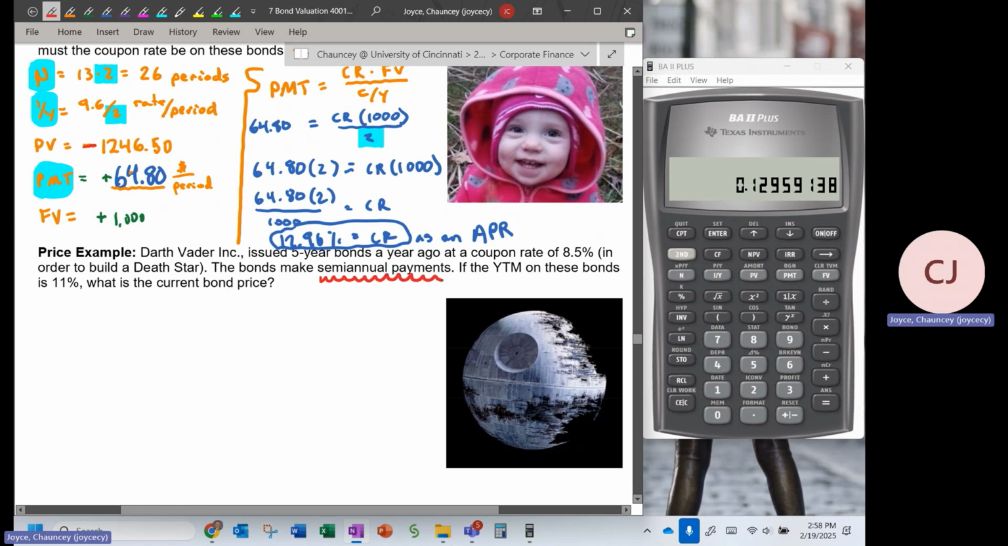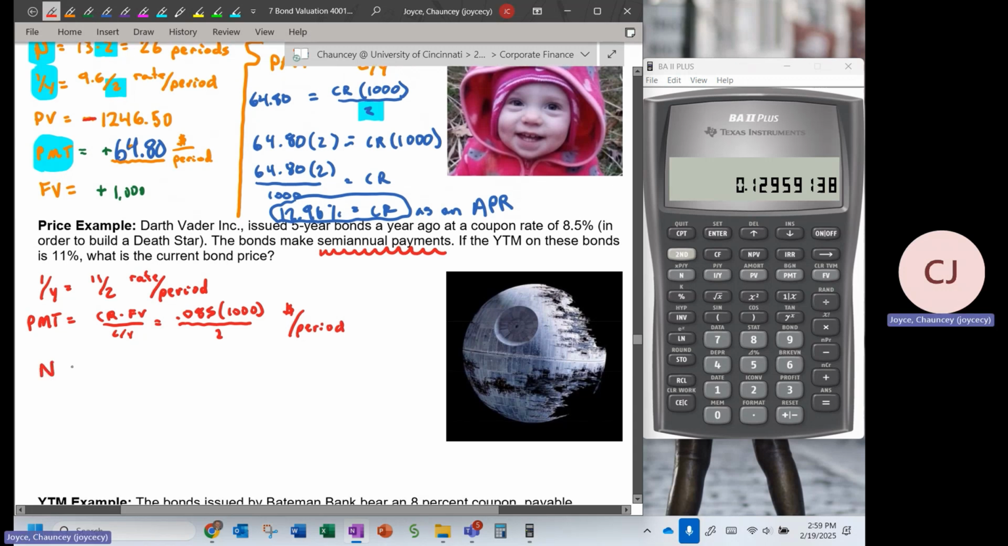Semi-annual, that's a key factor here. I'm going to put it in red. So if the yield to maturity, my I/Y, is 11 over 2, that's the rate per period. We have a coupon payment of, again, I'm going to just write this equation, coupon rate times face value over compoundings in a year. Your coupon rate is 0.085 times 1,000 over 2, which is now your payment per period. And time is the next one we're going to have to worry about. Let's pause that for a second. And then you have price, present value, and face value. It's not given, so we're going to assume face value is 1,000. Remember that. What is the current bond price? That's what we're solving for.